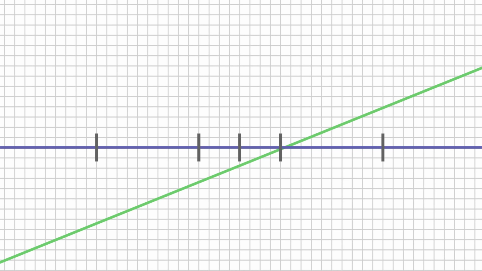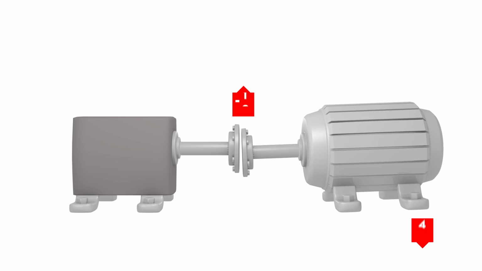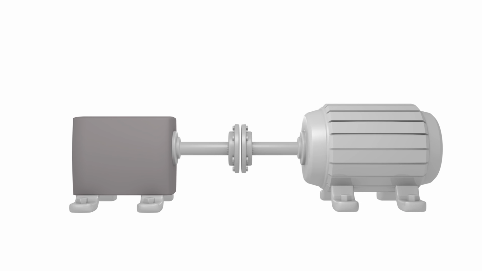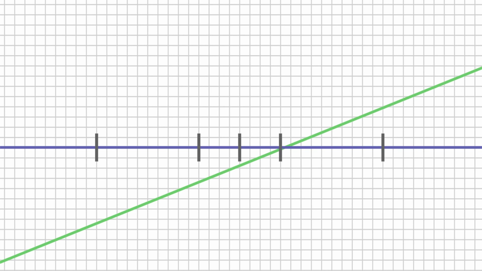In this example, the movable shaft is sitting low at the coupling, but high at the rear feet. Since we induced the angular misalignment by adding 20 thou to the back feet, the only way to correct the misalignment is by removing 20 thou to lower the rear feet. At this point, we might hear an aligner ask, I can see that the shaft is low at the coupling, so why is the laser telling me to lower the feet if the shaft is already low at the coupling? It just doesn't make sense. Careful examination of this graph provides the answer.